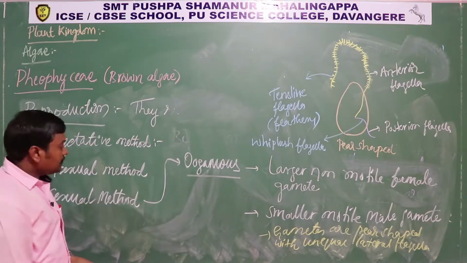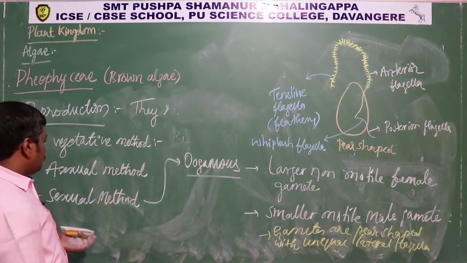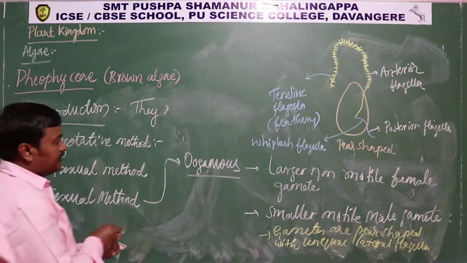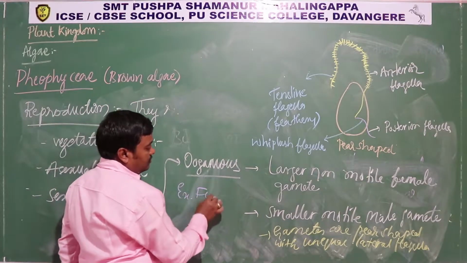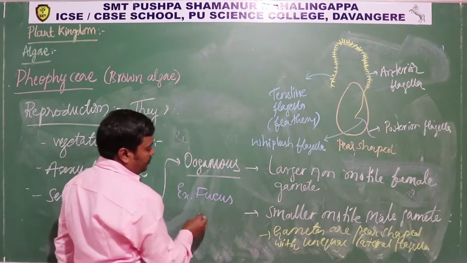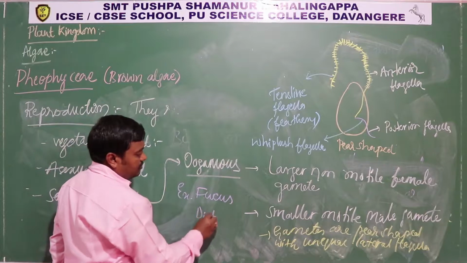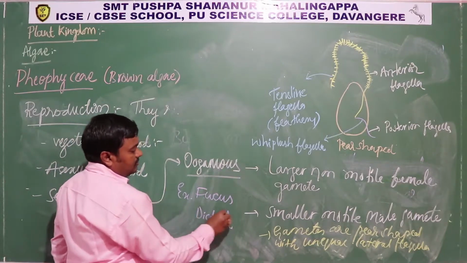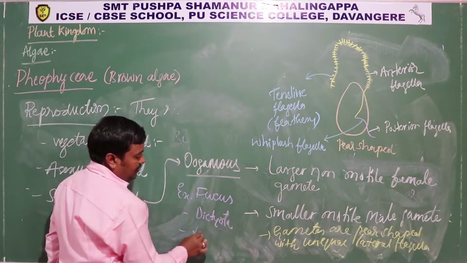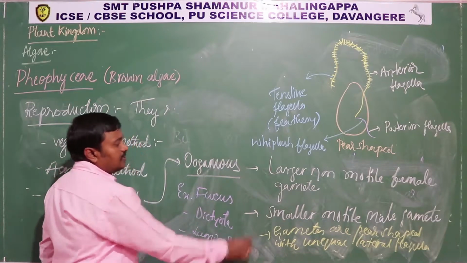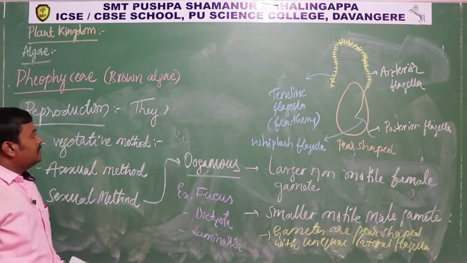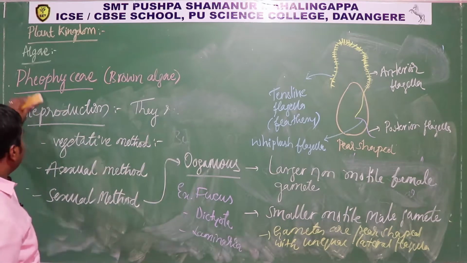So in the sexual method, as discussed in the beginning, it is the oogamous type. You can take the examples of fucus, dictyota, and even laminaria. These are the examples. So this is about the phaeophyceae members.